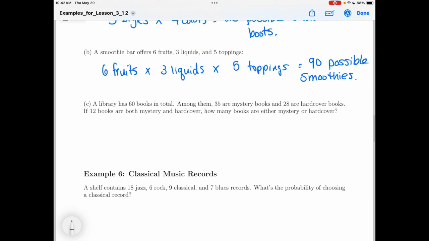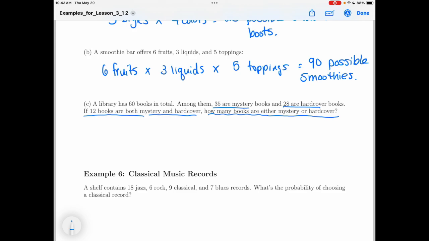Now, part C is a little bit different. In parts A and B, we counted all the total outcomes by multiplying the options across the category. But in part C, we're still counting outcomes, but the situation involves what's called overlapping groups. So we're going to have to take a different approach. Now, in this example, it says a library has 60 books in total, and 35 are mystery books, 28 are hardcover books. If 12 books are both mystery and hardcover, how many books are either mystery or hardcover?